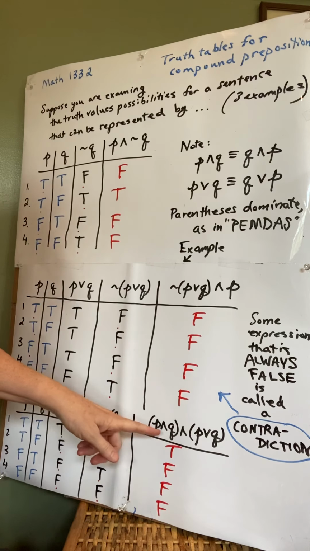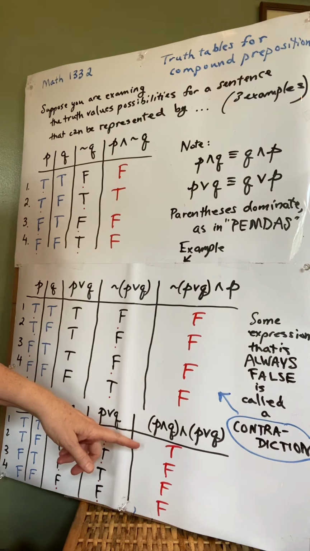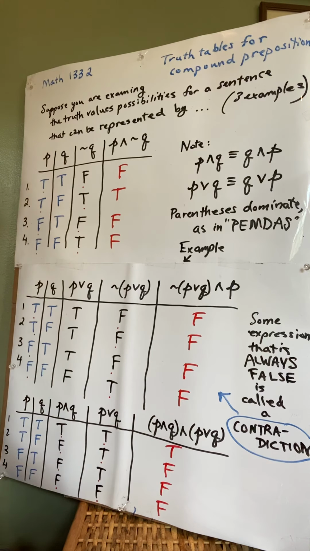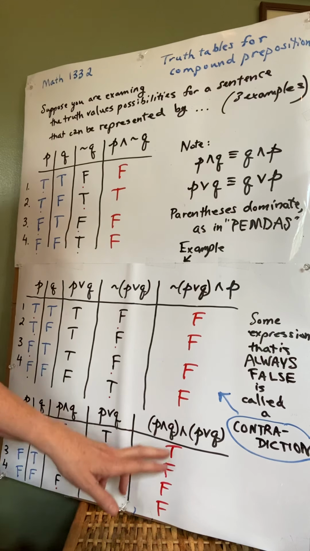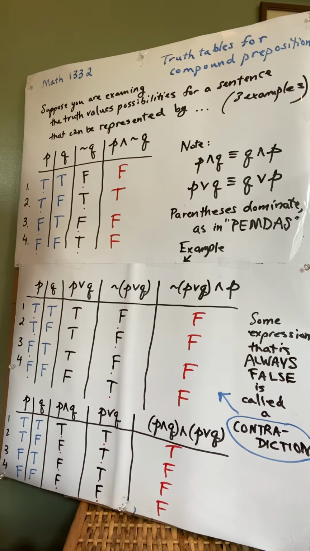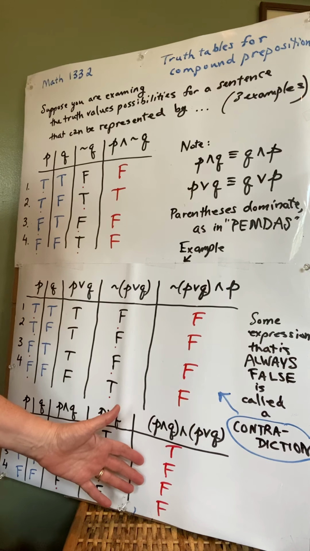Now, is this statement a contradiction? No, because sometimes it's true, sometimes it's false. It's not always false. If a statement had all true values there, you would call that a tautology. Something that's always true. All right. So most of the time, things are neither a contradiction nor a tautology. This one is neither a contradiction nor a tautology.